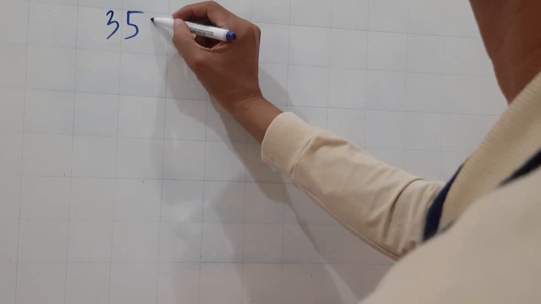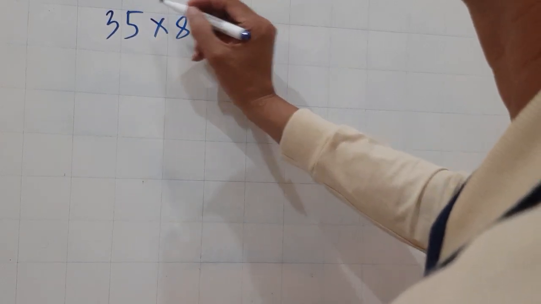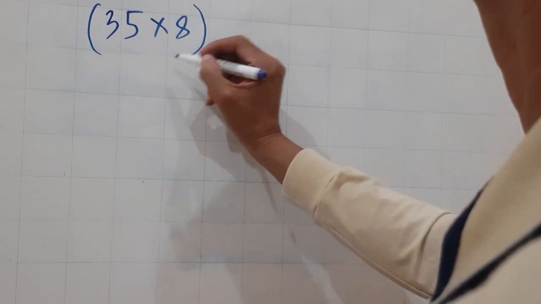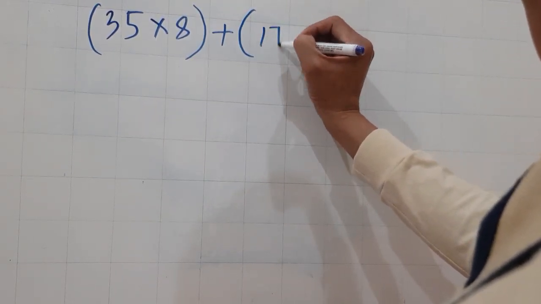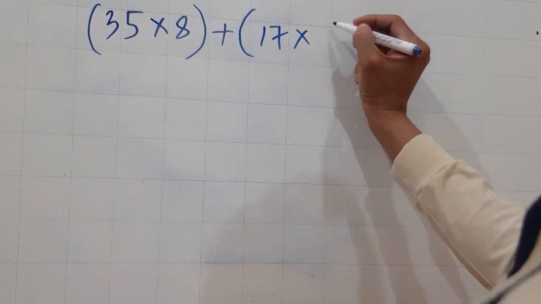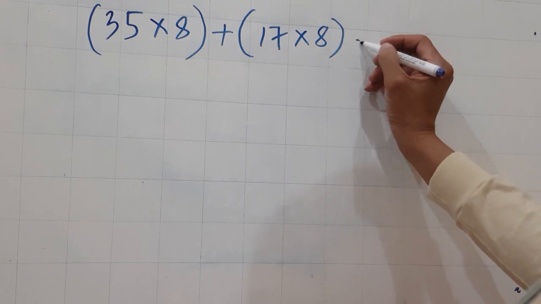Example: 35 times 8 plus 17 times 8. Okay, how much?